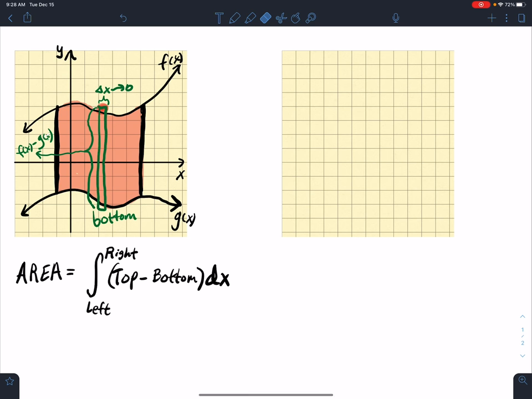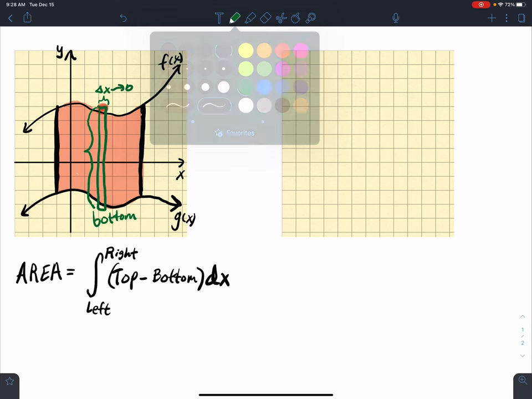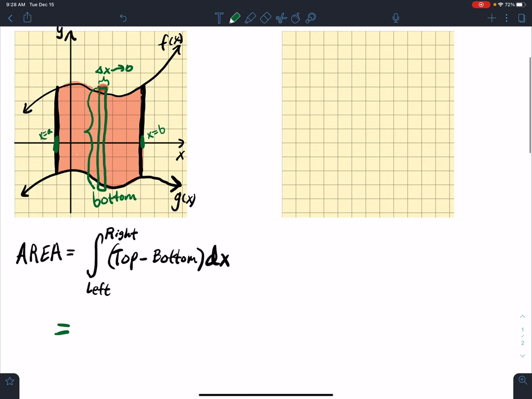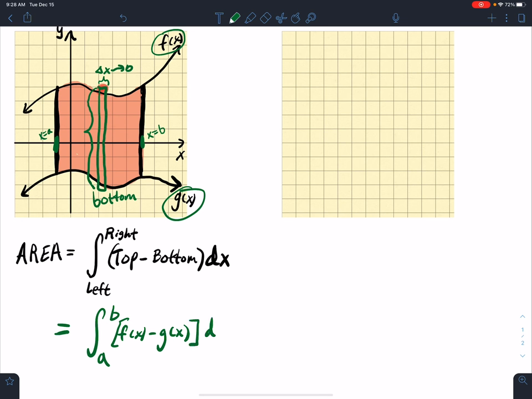Okay, so if we have this value right here is x equal to a, and this value right here is x equal to b, right? Then this integral becomes, based off of the information we're given here, the formula is the integral from a to b. So remember, from the left to the right, so we integrate going left to right just like we read, okay, of f of x minus g of x, top minus bottom, delta x.